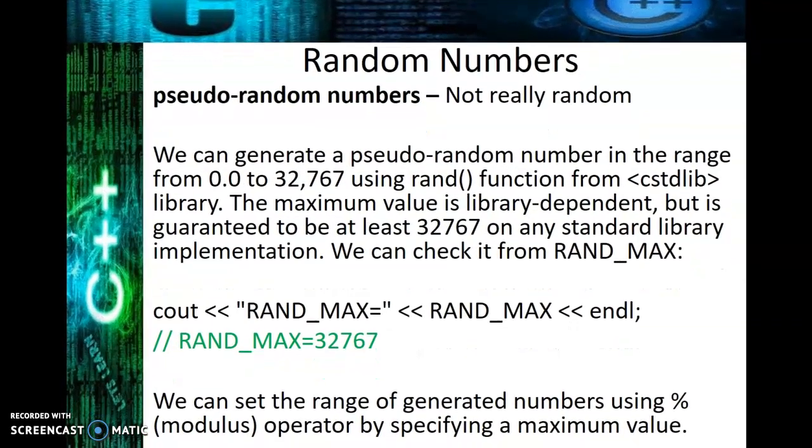Okay, welcome to video 4, talking about random numbers. Random numbers are basically what we call pseudo-random. They're not really random.